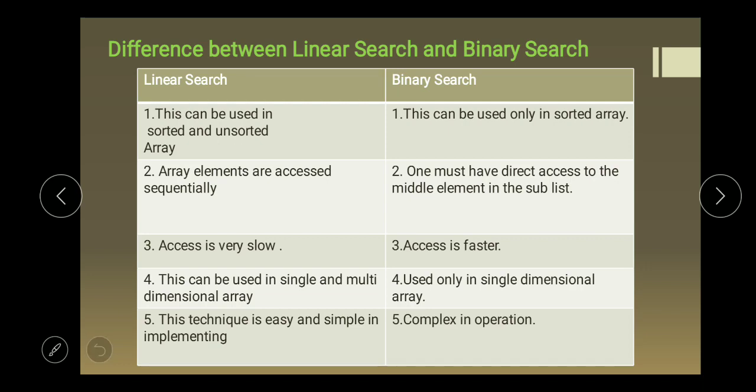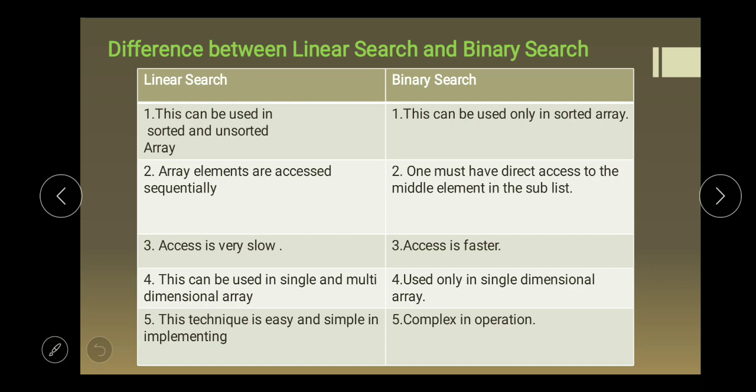Third, in linear search access is very slow, while in binary search access is faster. Because in linear search we have to search the element one by one. If we have the element in the last position of the array, then we have to search all the elements until we get our element. So access is very slow. Here access is faster because we are comparing with the middle element, right? If it is greater than middle, we go to the right portion only. If it is less than middle, then we go to the left portion only. That's why the access is much faster here.